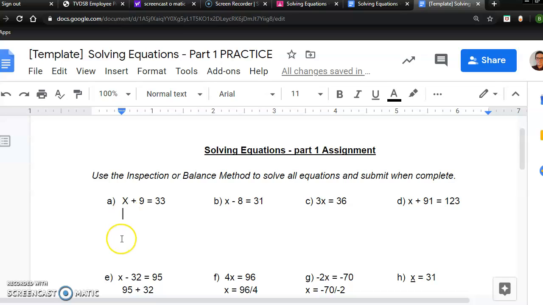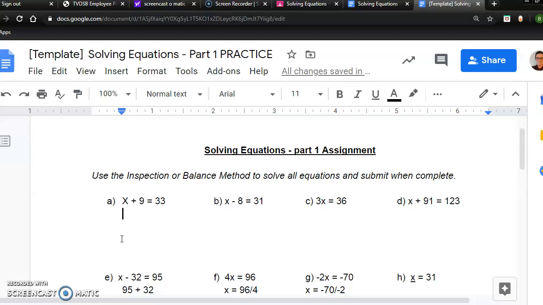So for example, x plus 9 equals 33. What's stopping x from being by itself on the left side of the equal sign? We're adding 9 to it. So if we want to get rid of that add 9, we have to do the opposite of adding 9, which is subtracting 9. And if we do that to one side of the equal sign, we have to do it to the other, or else they're not going to be equal anymore, right?